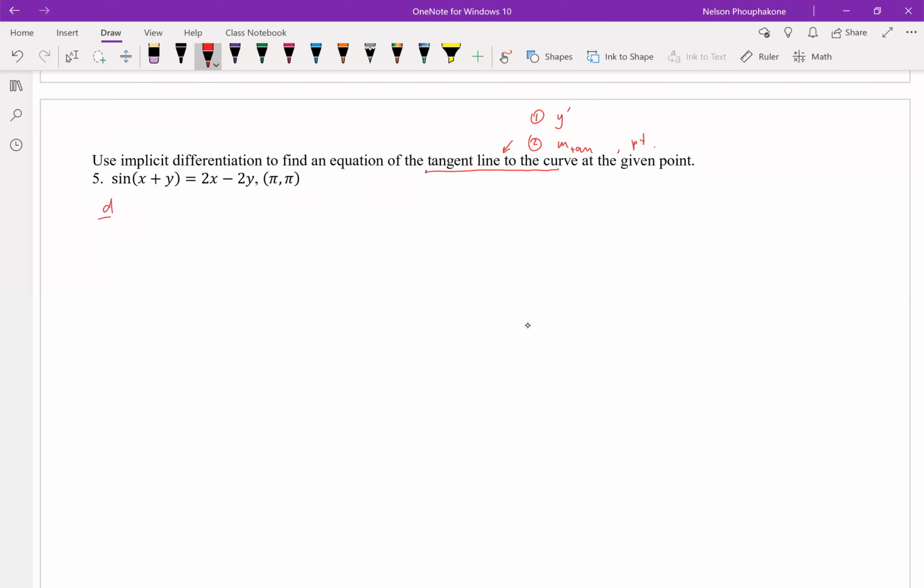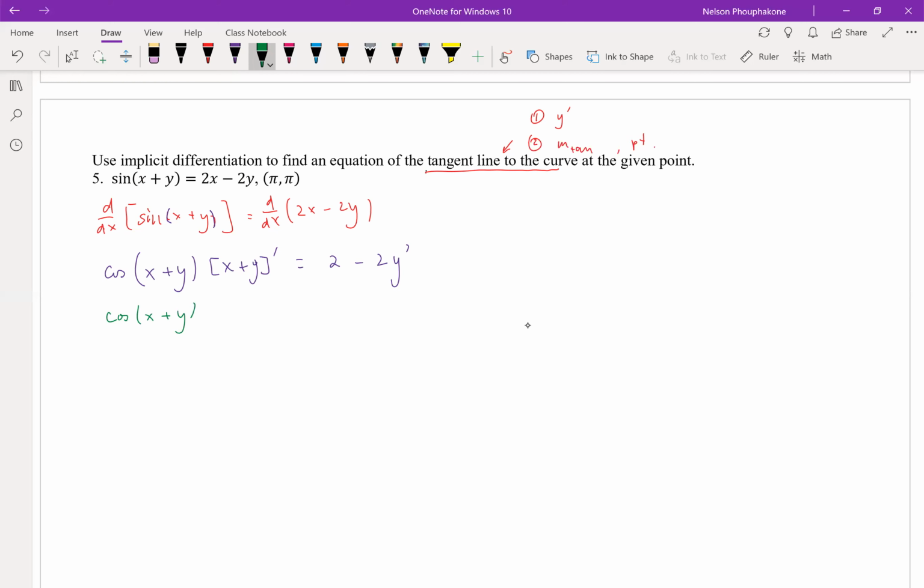Then now we are going to take the derivative of both sides of the equation. The derivative of sine is cosine of x plus y, and then we need to take the derivative of the inner function, which is equal to 2 minus 2y prime. And then now I will have cosine of x plus y. Then here I have 1 plus y prime.